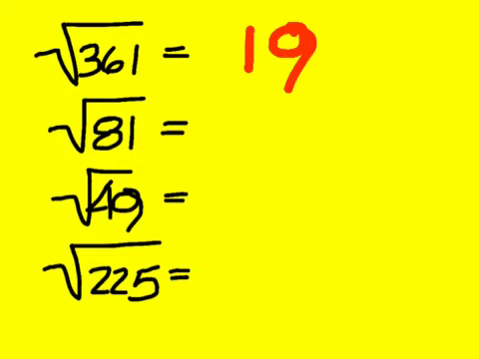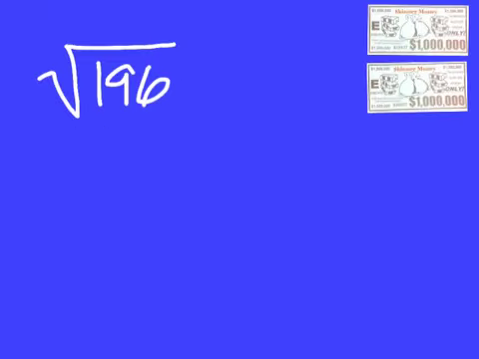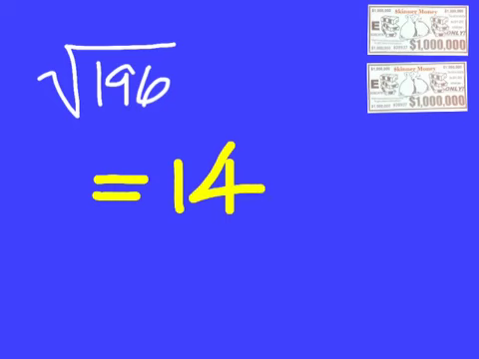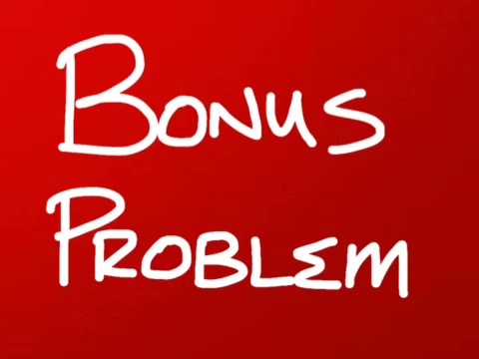What's the square root of 81? 9. Square root of 49. 7. And the square root of 225? 15. Alright, try this and drop it off. Square root of 196. On the practice problem, the answer is 14. If you have that, come and get 2.